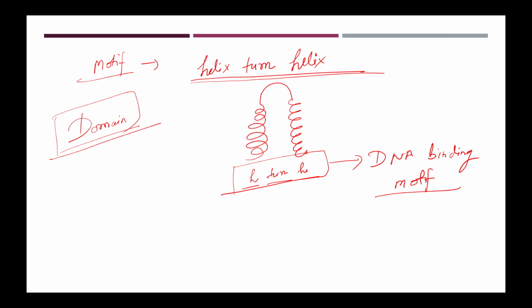So this is a DNA binding motif, which is generally present in proteins that interact with DNA. Now let's talk about one of the DNA binding proteins where these kinds of helix turn helix motifs could be present.